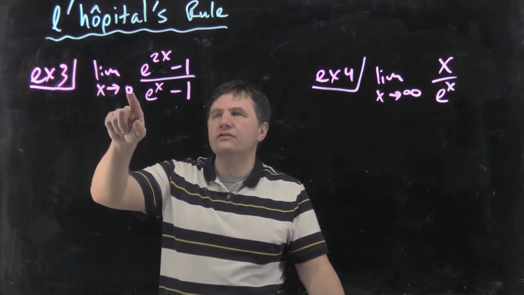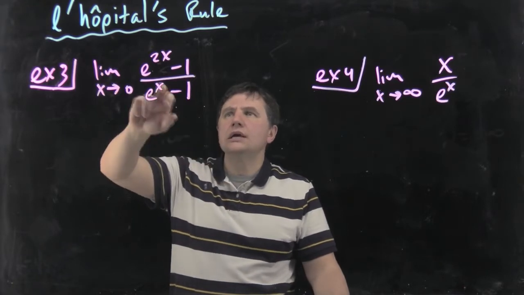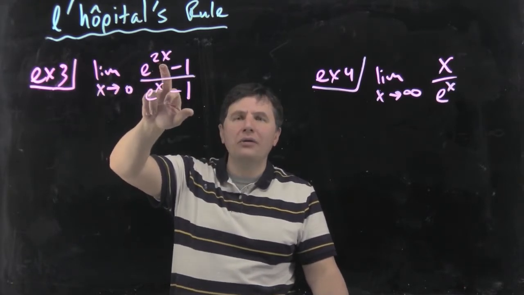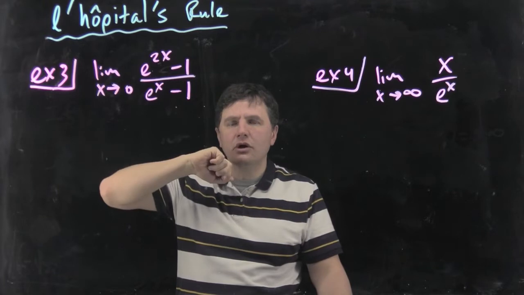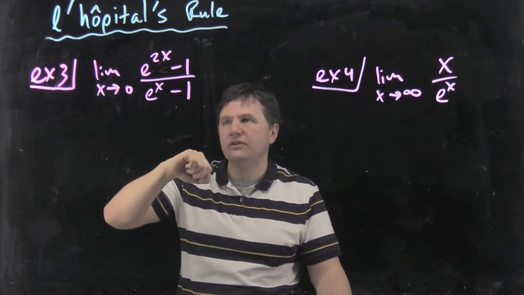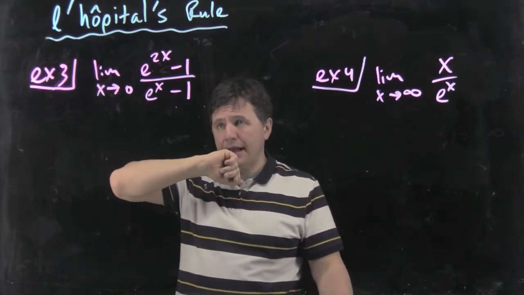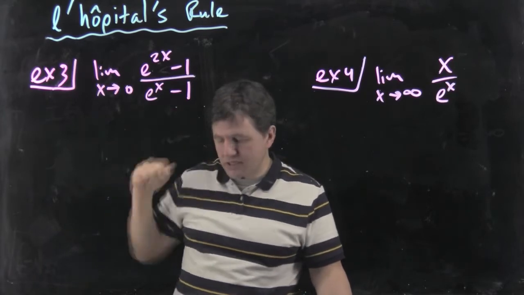So once again, if I plug 0 into the numerator, I'm going to get e to the 0 power, that is 1. 1 minus 1 is going to give me 0 in the numerator. Same thing in the denominator. e to the 0 is 1, 1 minus 1 is 0.